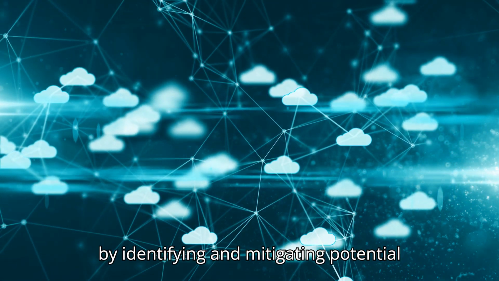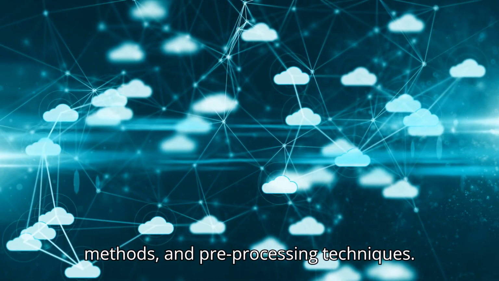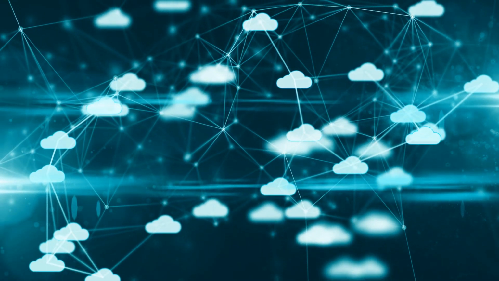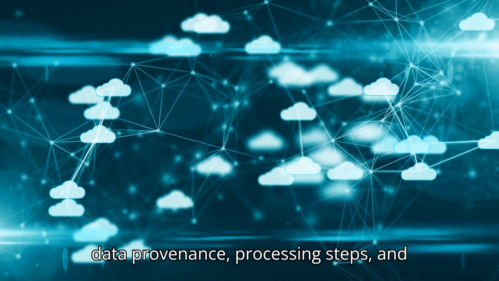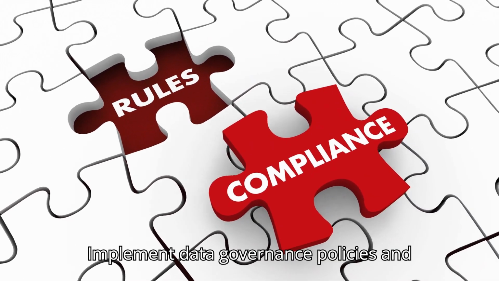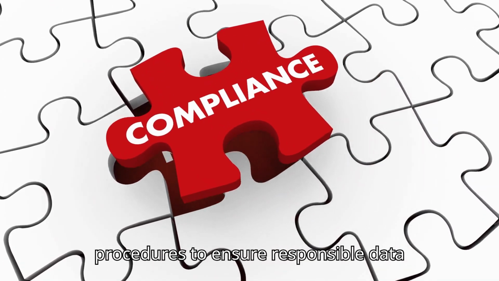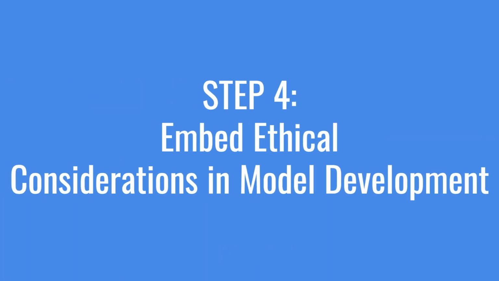Promote data fairness by identifying and mitigating potential biases in data sources, collection methods, and pre-processing techniques. Maintain data transparency by documenting data provenance, processing steps, and any known limitations or biases. Implement data governance policies and procedures to ensure responsible data management throughout the AI system's lifecycle.